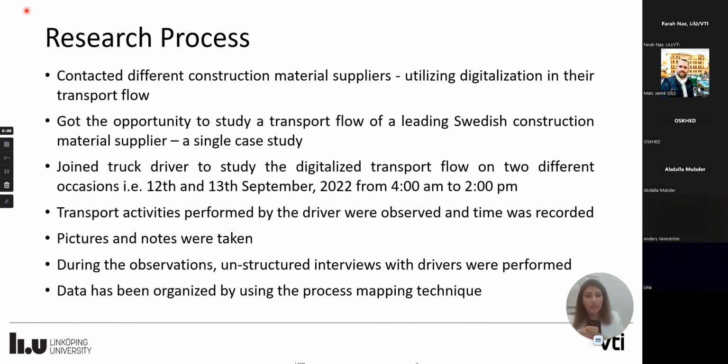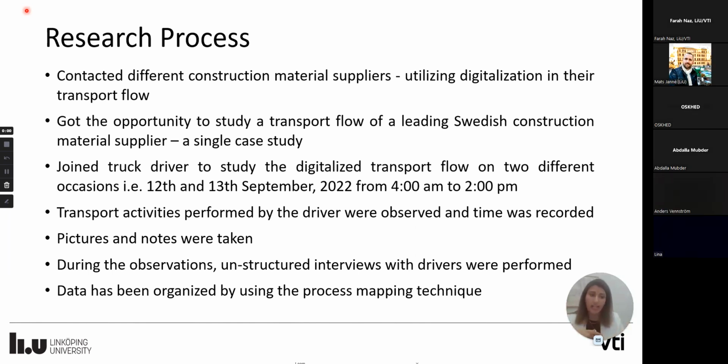I observed the transport activities performed by the drivers, and I tried to record the time with maximum accuracy. I took pictures, and I also took notes. During the observation, I also asked the drivers questions about the activities they were performing, and also about their views on the use of digitalization. And I organized the data by using a technique of process mapping.